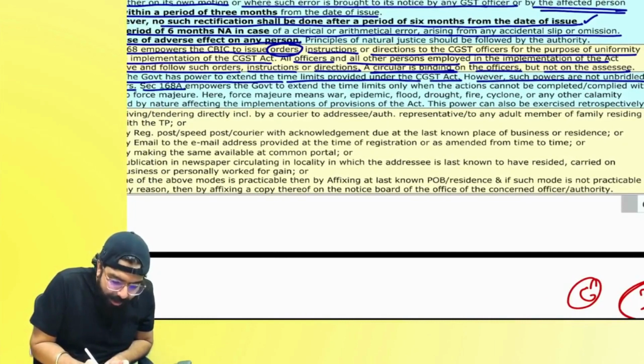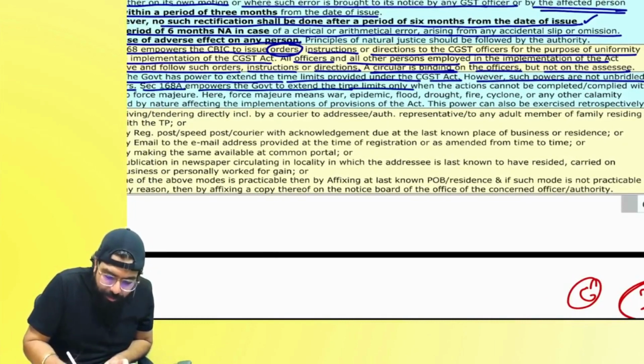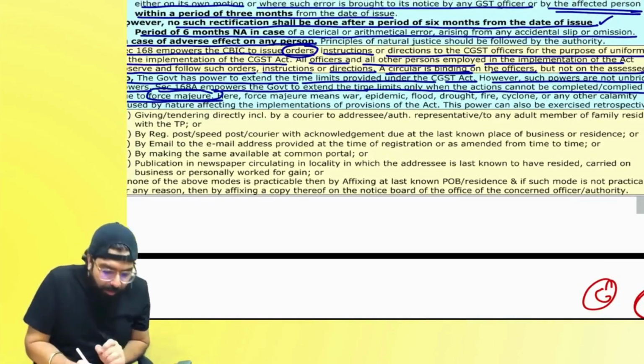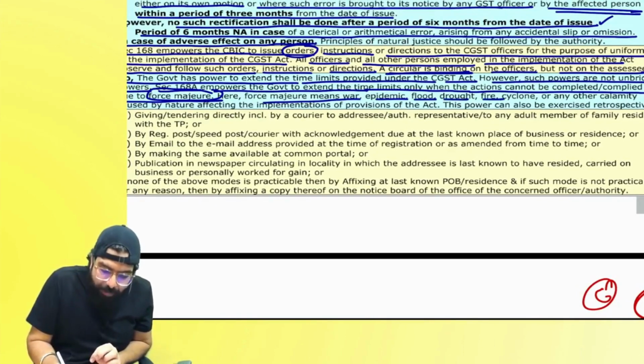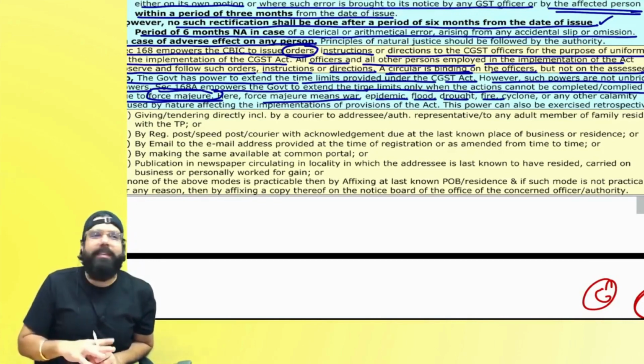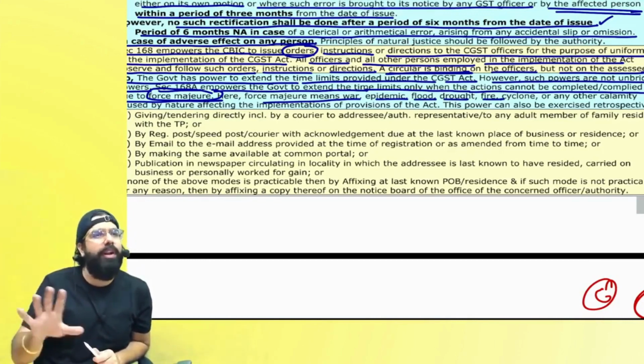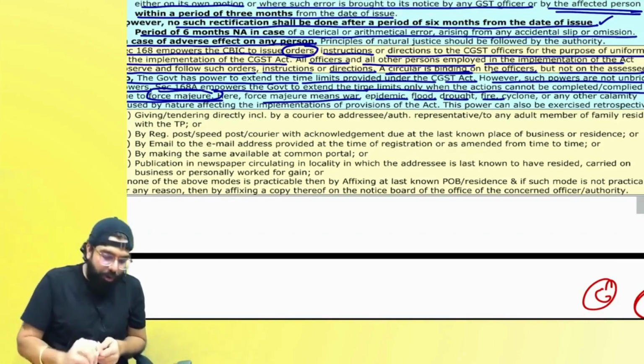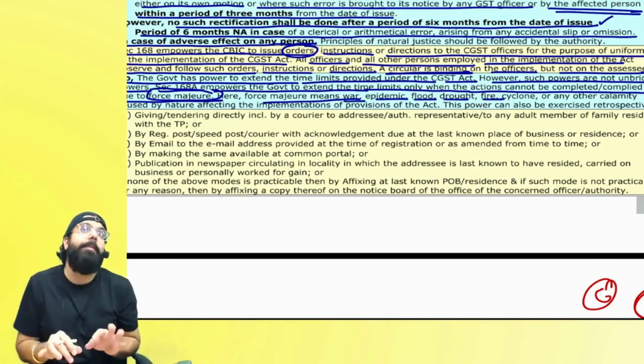Section 168A empowers the government to extend the time limit only when the action cannot be completed or complied with due to force majeure. What do you mean by force majeure, everyone? Force majeure means war, epidemic, flood, drought, fire. You can't extend the time limit beyond the time told in the Act, always. It should be only in case of force majeure, such as a war. But if war is happening, people are still filing returns.